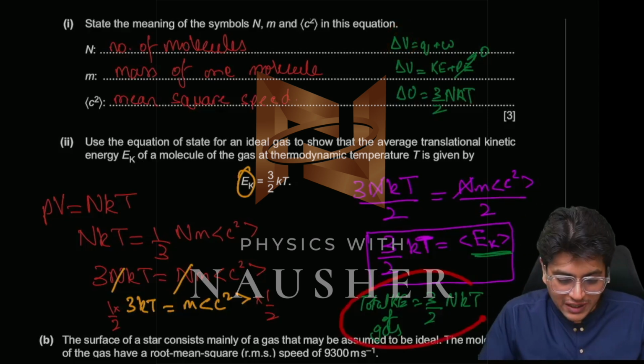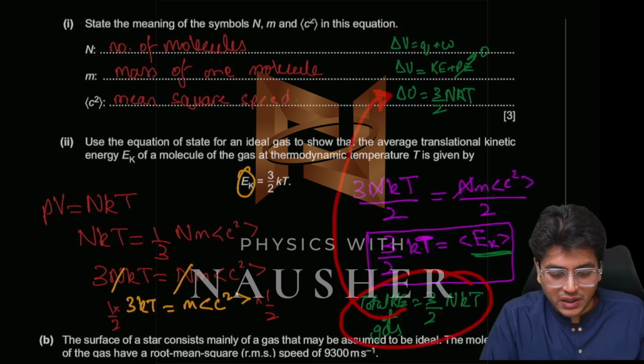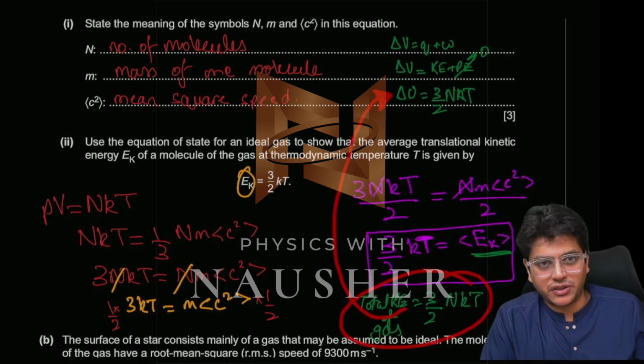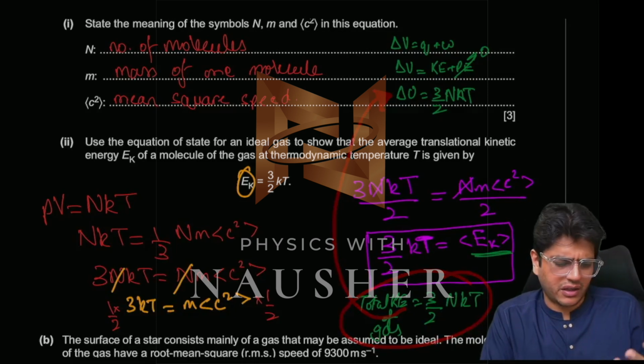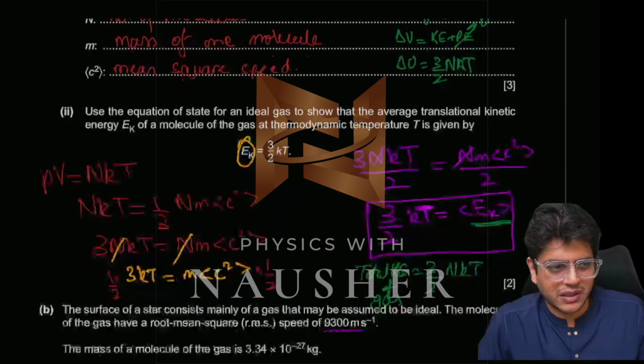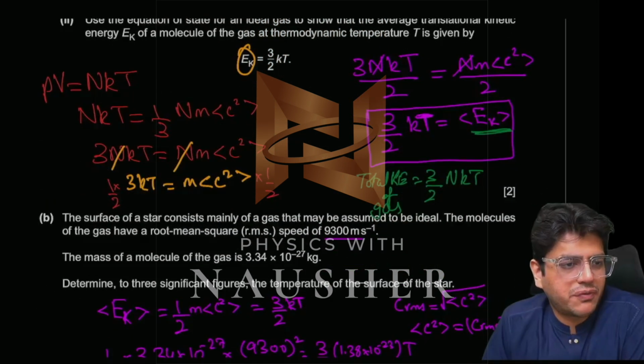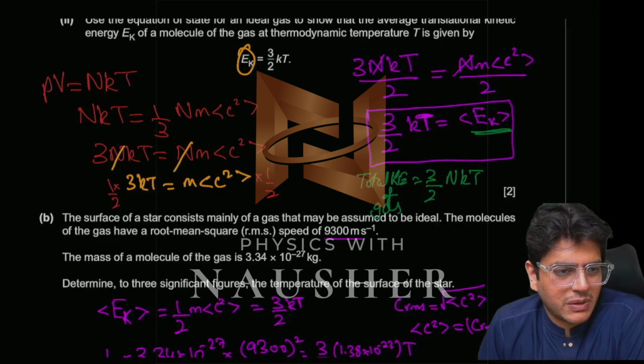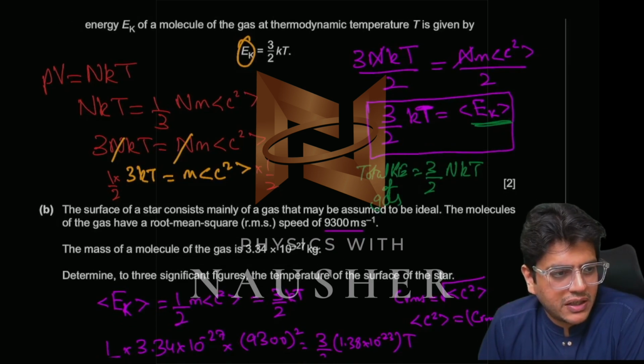So the total kinetic energy can be used in replacement for delta U for an ideal gas, and then it can give you Q and they can ask you to find W, etc. Multiple questions can come. Part B, the surface of a star consists mainly of a gas that may be assumed to be an ideal gas.